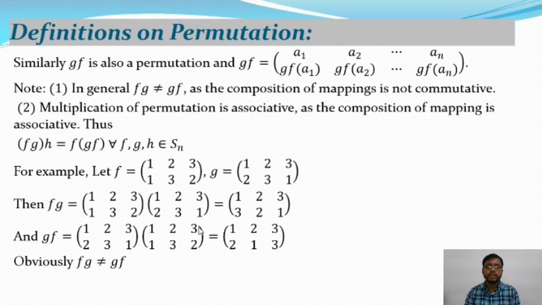Also, in the second permutation 3 goes to 2, and in the first permutation 2 goes to 3, that means 3 goes to 3. This is the product of two permutations, and this is actually G into F. So from the above two permutations, we conclude that F into G is not equal to G into F. Therefore the multiplication of permutations is not commutative in general.